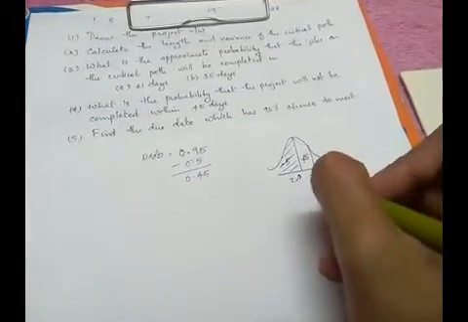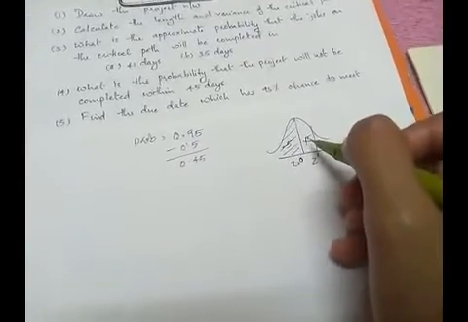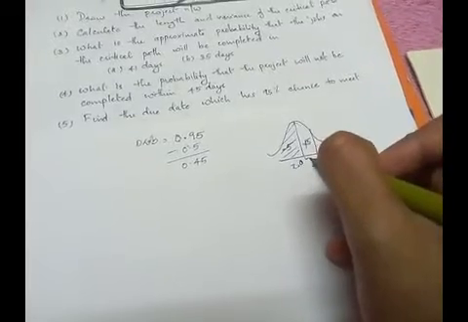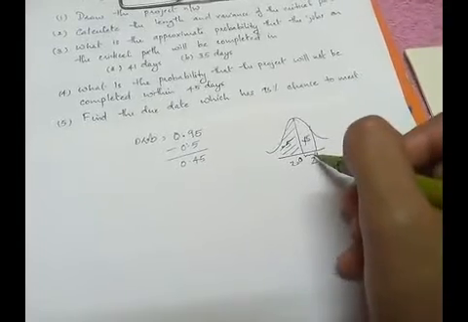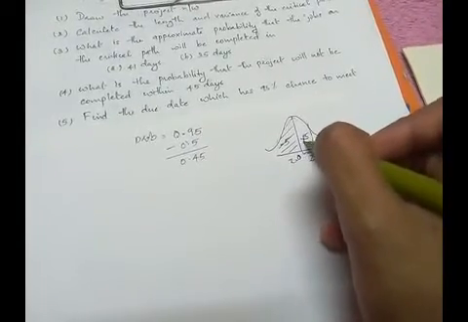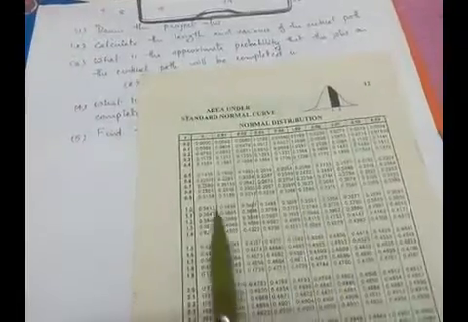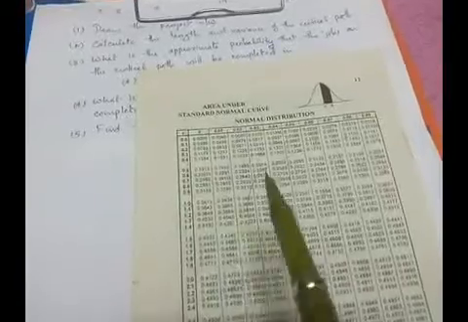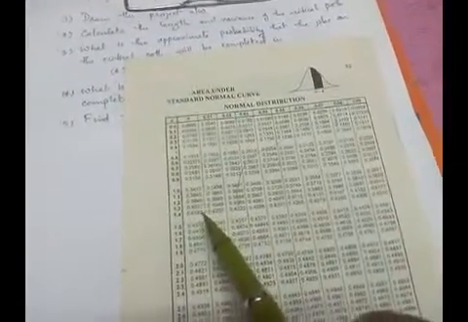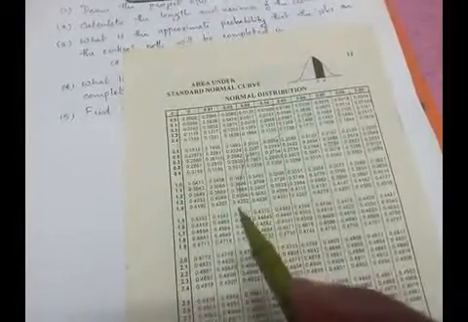Now we have to find the value of z dash where the area is 0.45, since we know that from the table we get only the area from 0 till z dash. Now taking the table, the values inside the table are the area. So in this area part you have to find where 0.45 is, or a value close to 0.45.